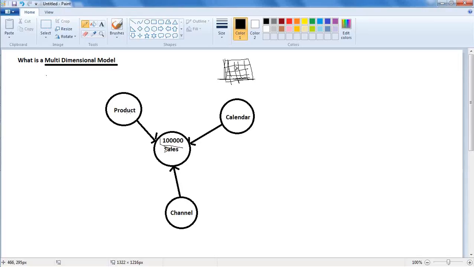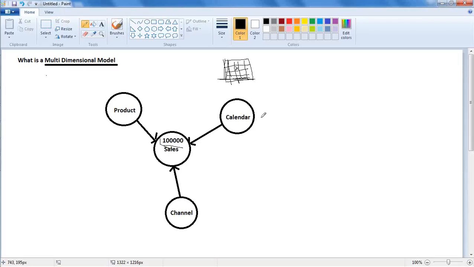So with a combination of these two. Now, when I say from the perspective of product, yes, I can understand something. Now I would like to understand the same sales 100,000 from the perspective of a calendar. What does it mean by perspective of a calendar?